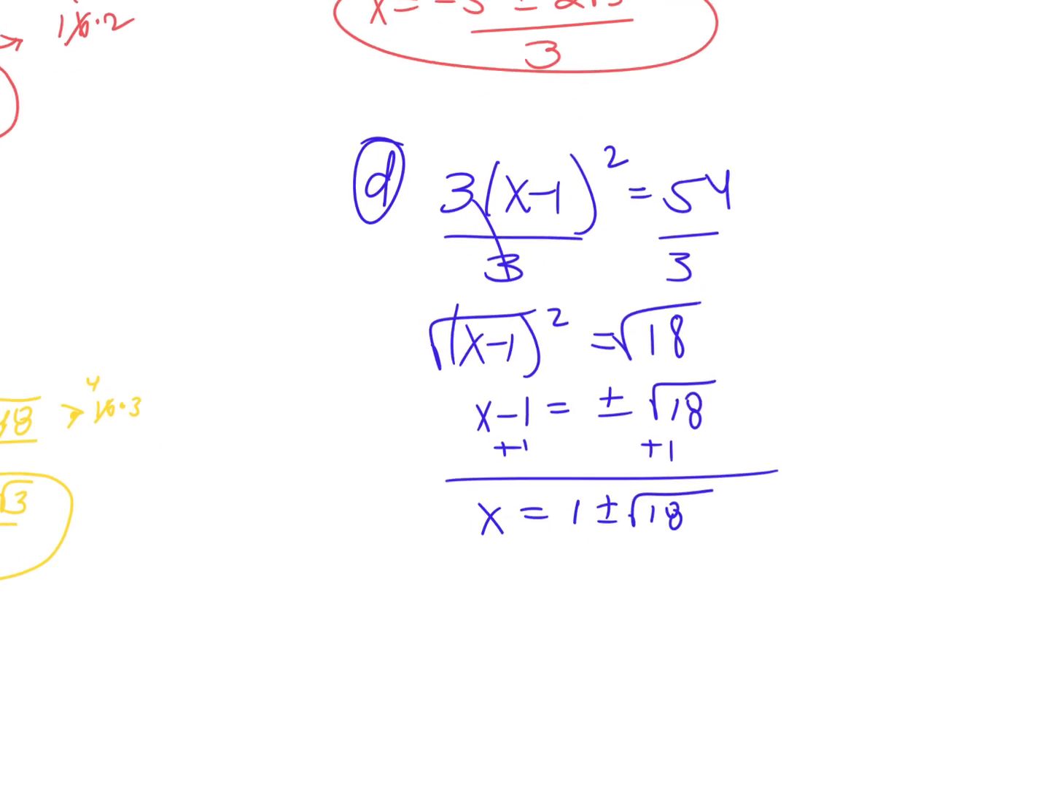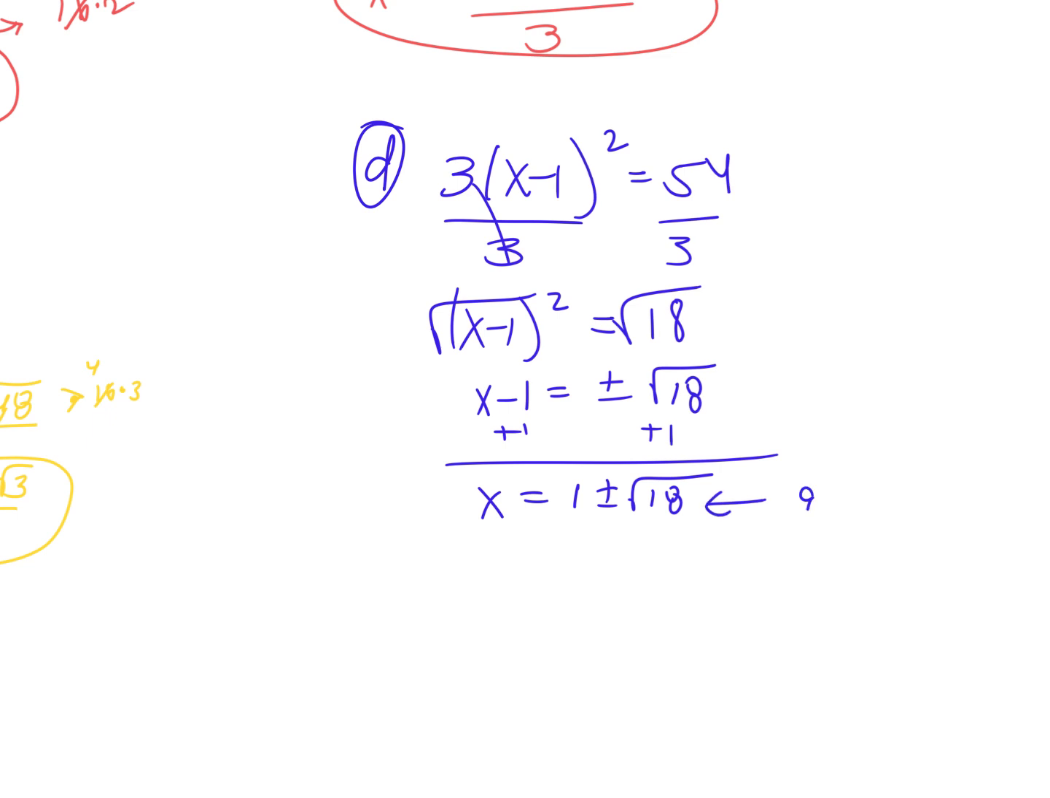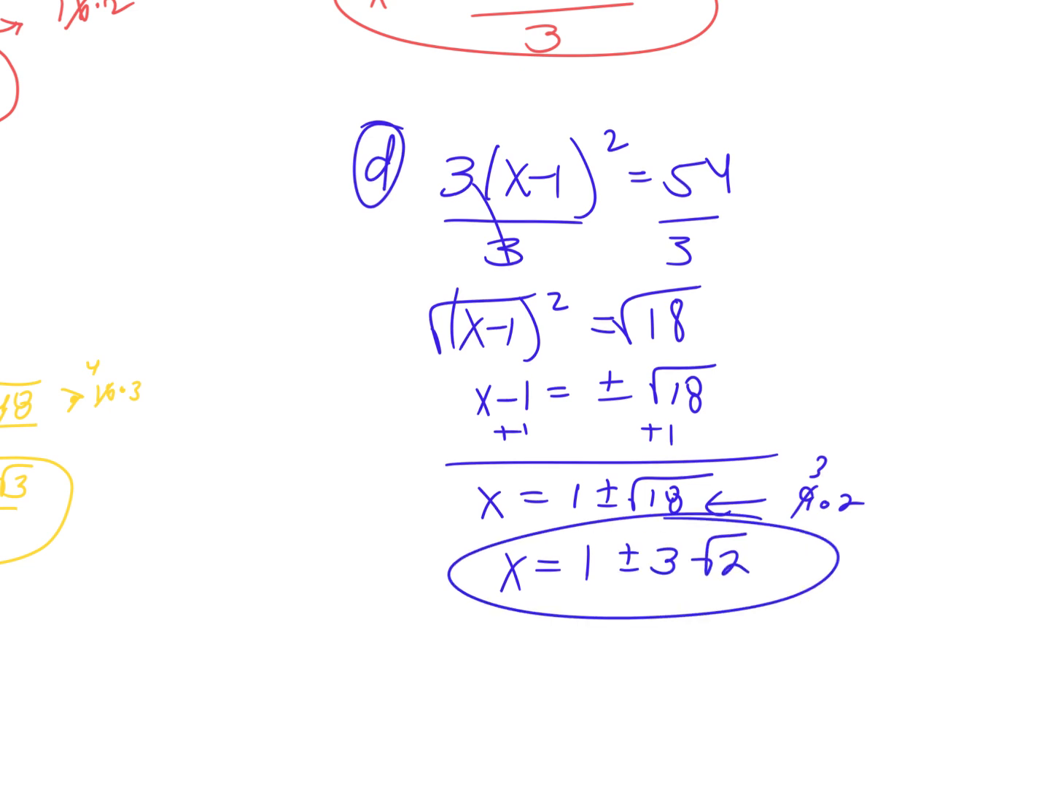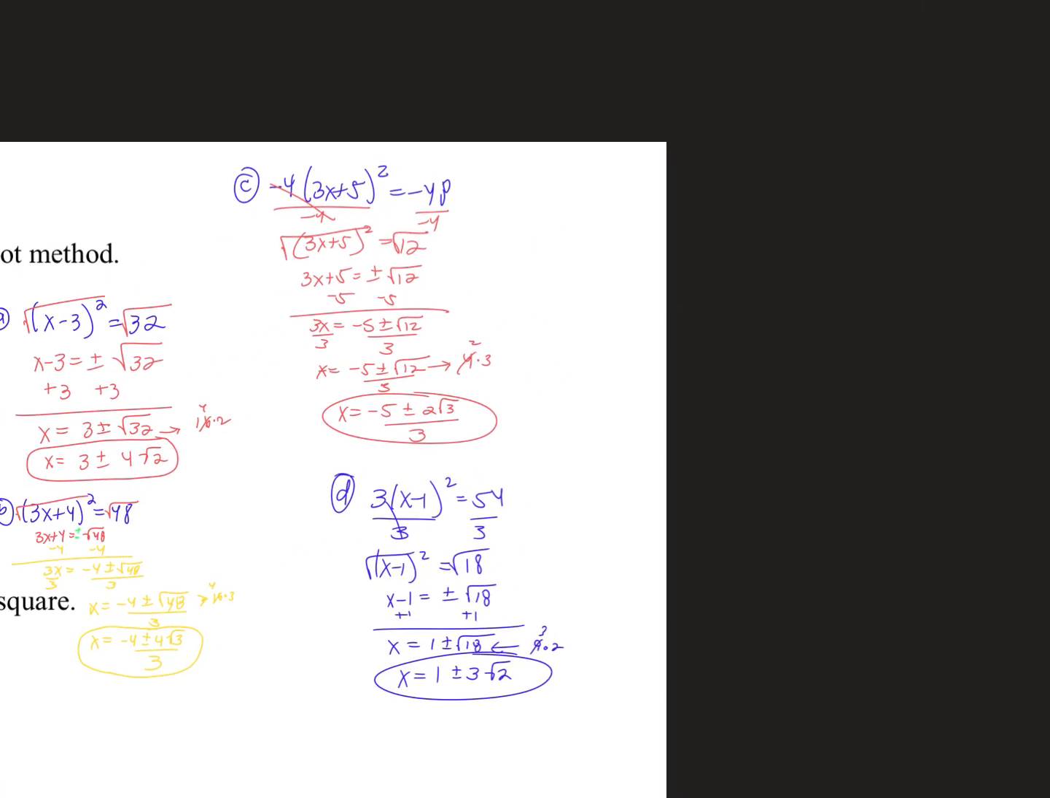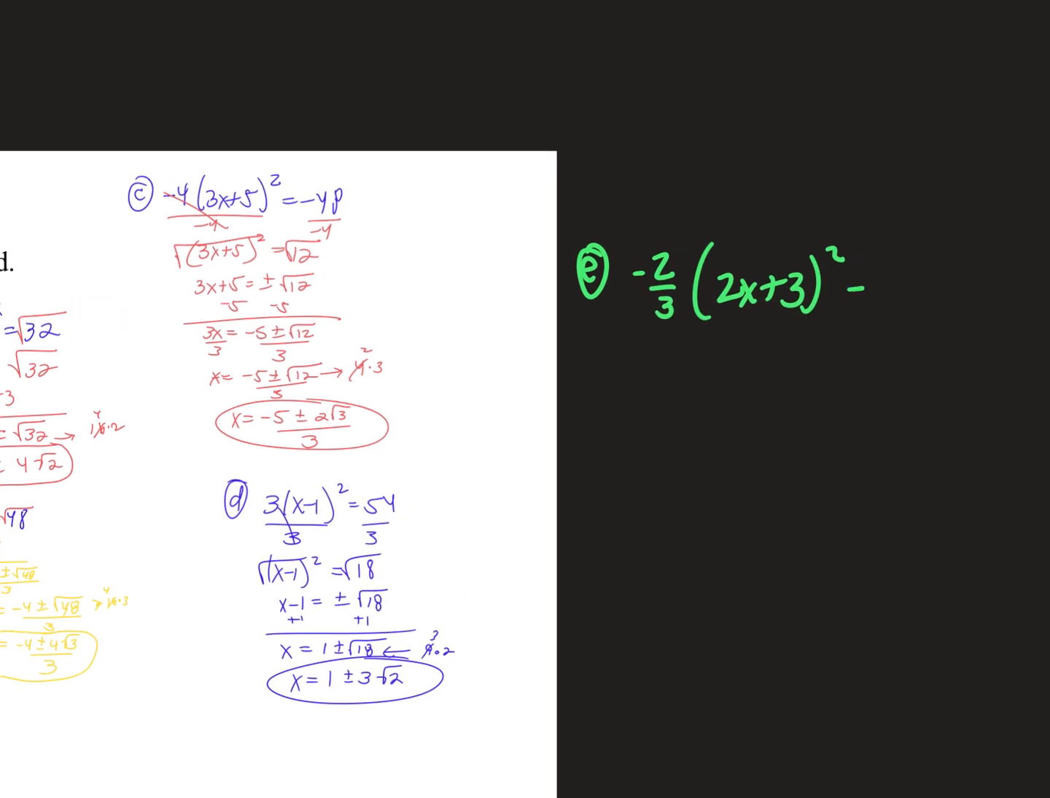And guys, remember, what do we have to do? We got to break that down. 18 is 9 times 2. The square root of 9 is 3. So this becomes x equals 1 plus or minus 3 square roots of 2. And lastly, I will do E over here. So E says negative 2/3 times 2x plus 3 quantity squared equals negative 18.